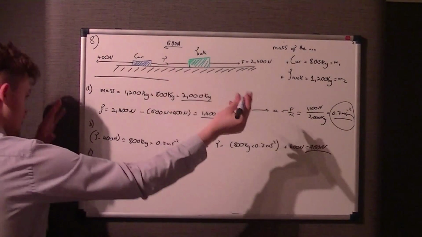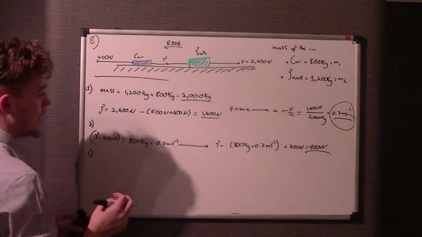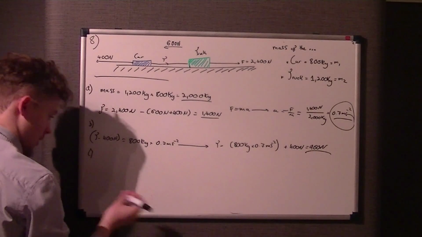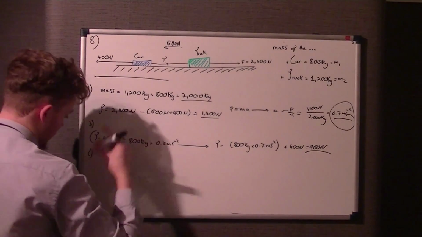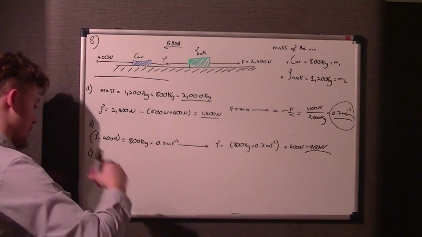Using the same principles we did for part A, we're just going to apply that but looking at just the truck, because we're assuming the rope broke. So we can leave the car behind.